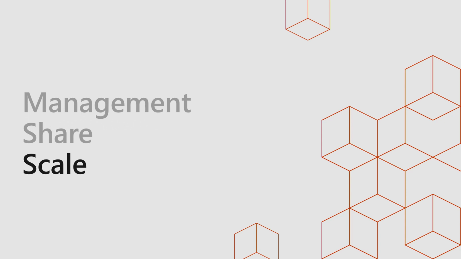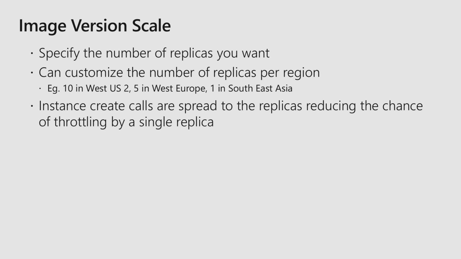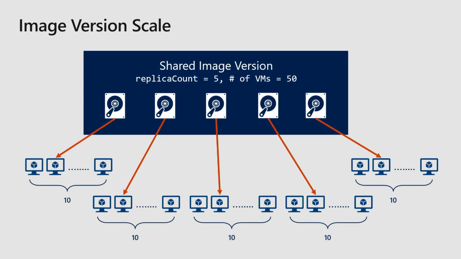So let's talk about scale, the third value prop for Shared Image Gallery. I showed you that parameter called replica count. What that does is allow you to specify the number of replicas to keep for the image. The scenario where you might want to use that is if you're spinning up a lot of VMs, for example creating thousands of VMs or thousands of instance scale sets. That's where this is going to help. When a concurrent VM deployment comes in, the calls will get batched up, and they will get spread to all the replicas.